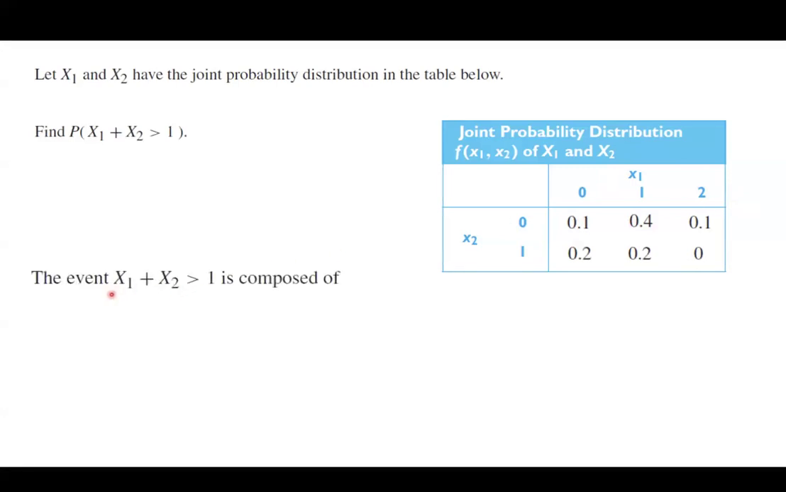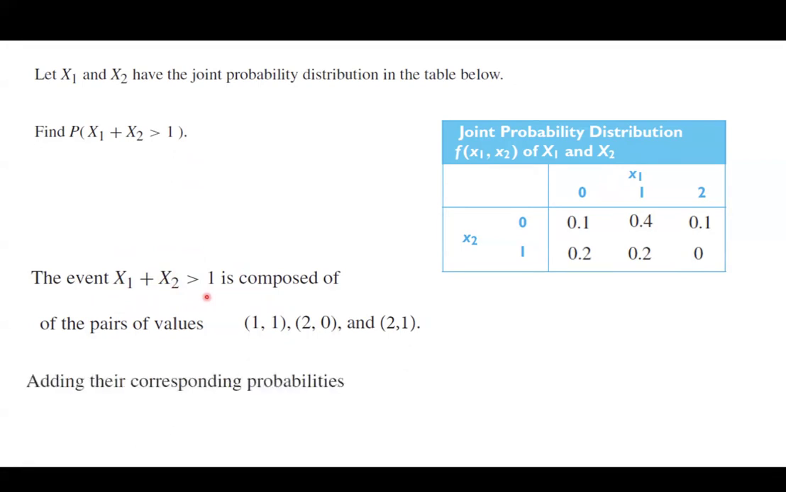The event X1 plus X2 more than 1 is composed of the pairs of values 1 and 1, because 1 plus 1 is more than 1; 2 and 0, 2 plus 0 is more than 1; and finally, 2 and 1, 2 plus 1 is 3, which is more than 1. Now, the probability that X1 plus X2 is more than 1 is f of 1 and 1 plus f of 2 and 0 plus f of 2 and 1.